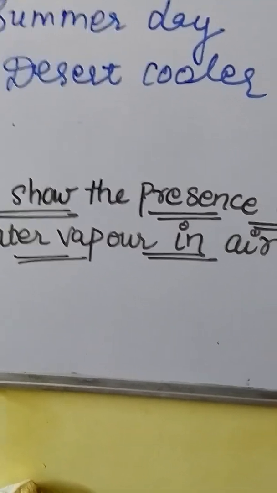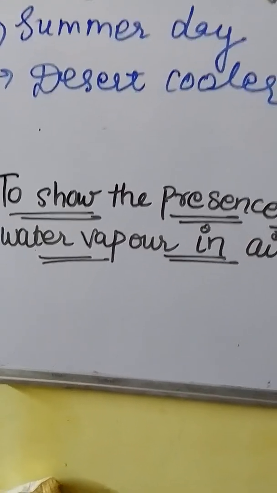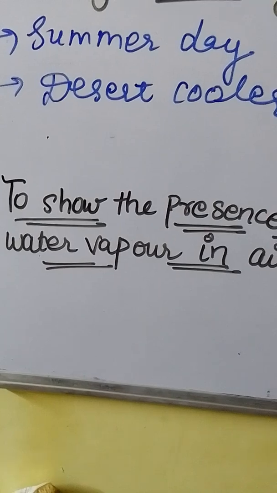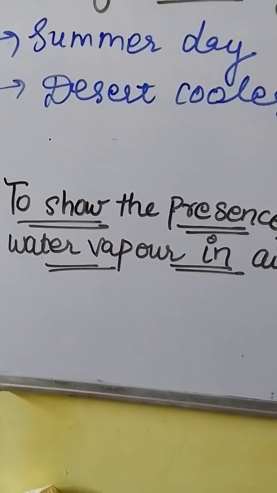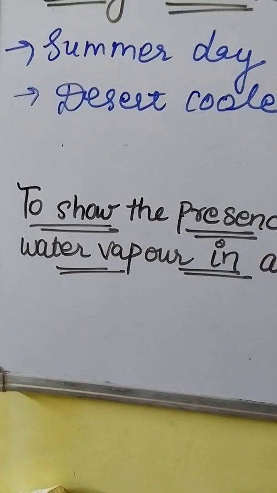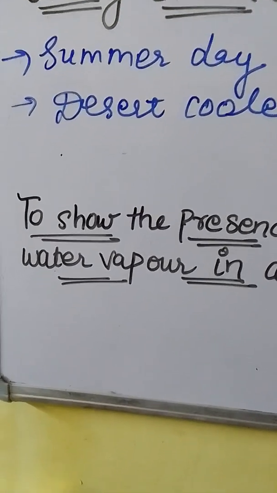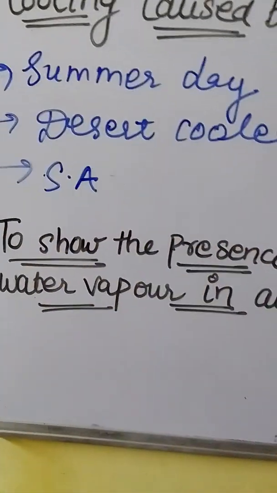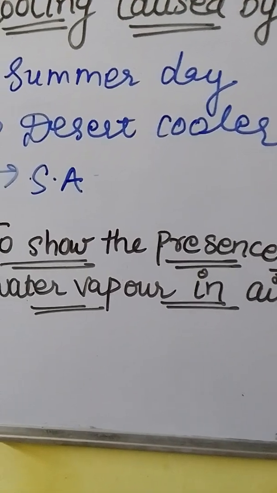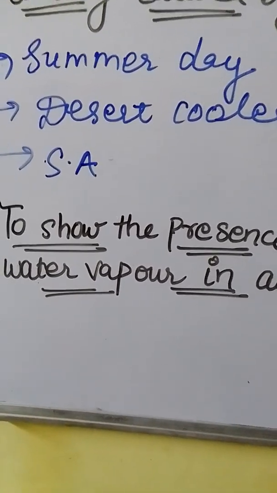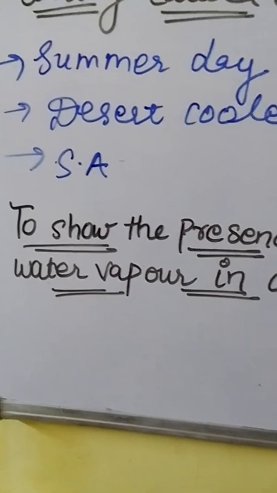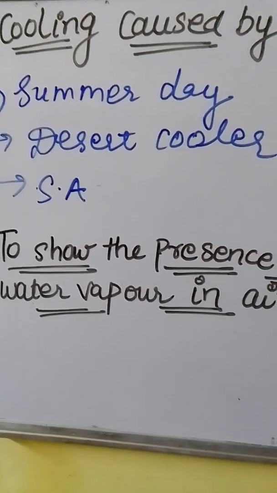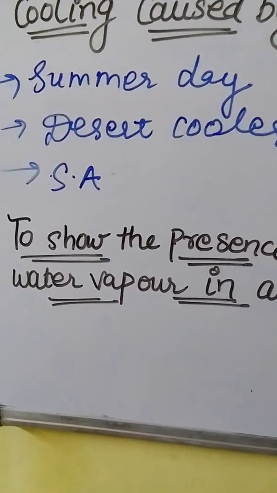Okay, so why do we use a saucer to drink tea faster than from a cup? Because a saucer has a large surface area, and I told you in my previous classes, when we increase the surface area, the rate of evaporation increases. So a saucer takes very little time to cool the tea as compared to a cup, because a cup has a very low surface area as compared to a saucer.